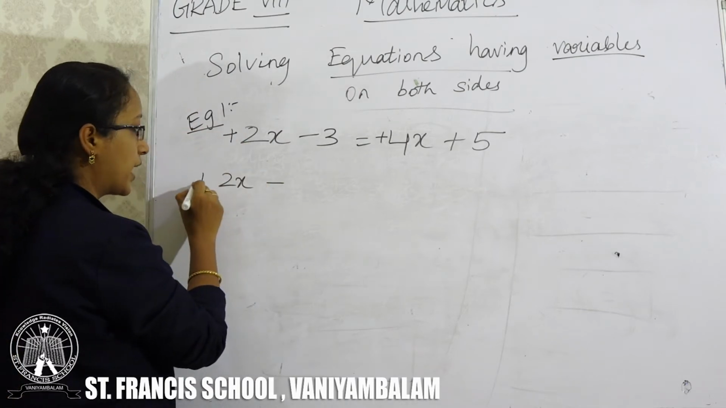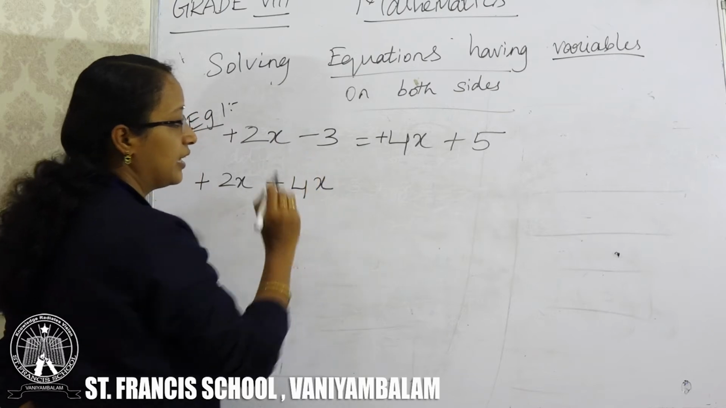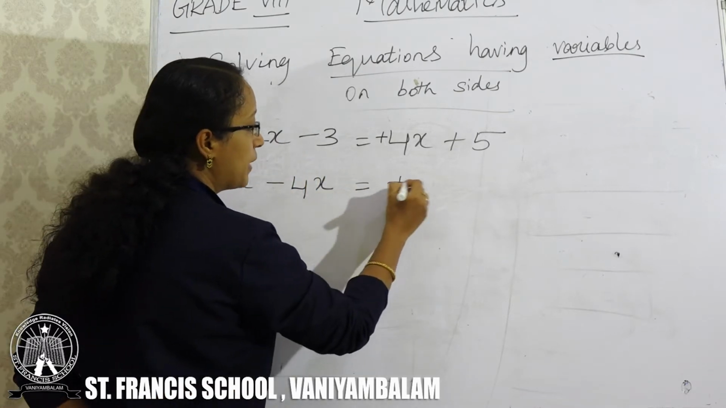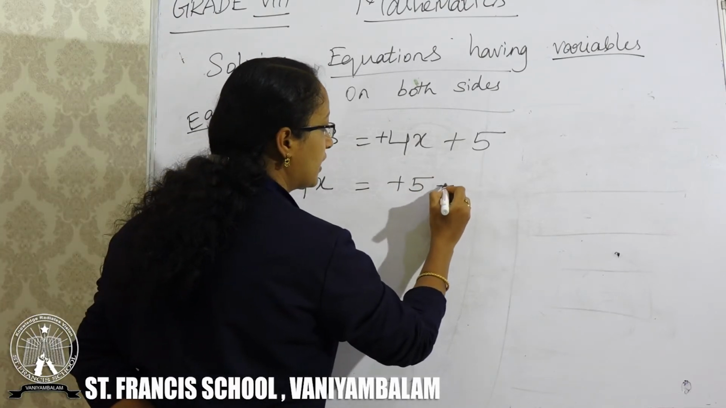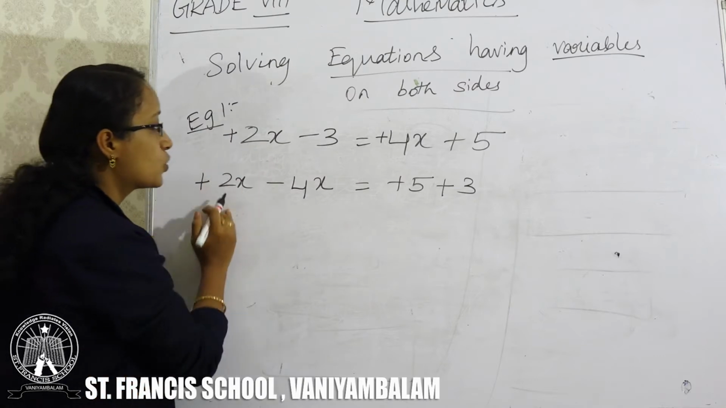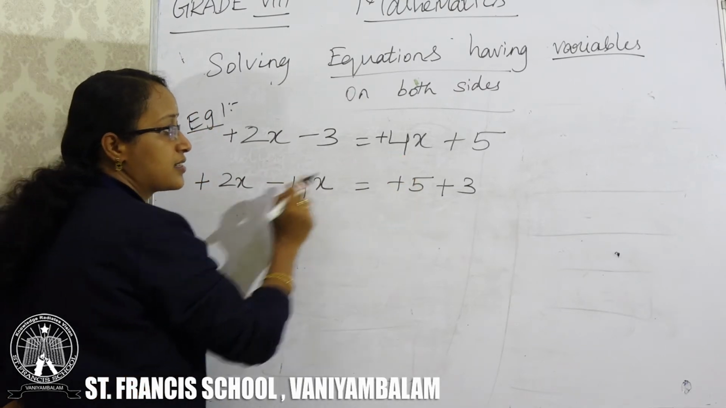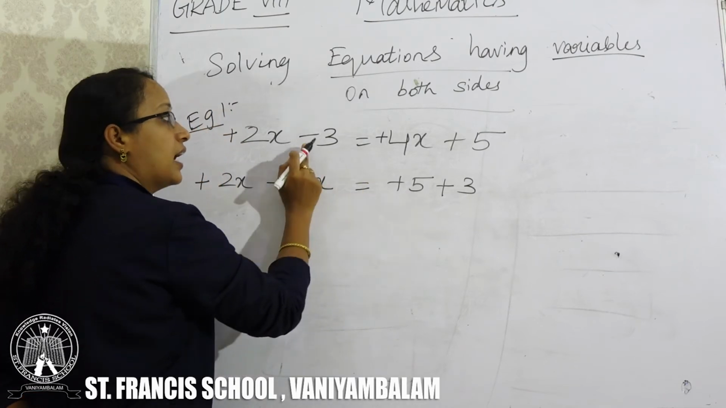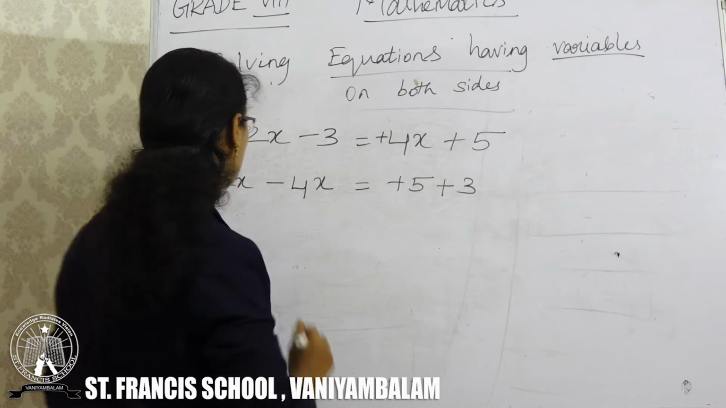So, plus 2x, and this plus 4x, when it comes to the left hand side, you will get minus 4x is equal to plus 5, and this minus 3, when it goes to the right hand side, you will get plus 3. Got it? Plus 5 write it as it is in the right hand side, and this minus 3, when it goes to the right hand side, you will get plus 3.